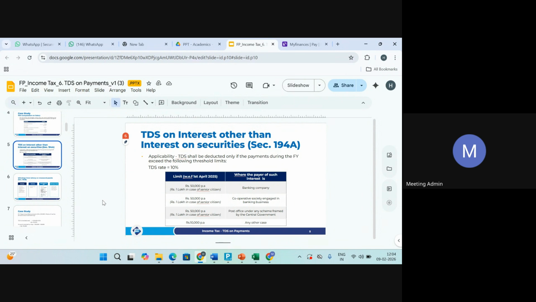So you can see the limit, with effect from 1st April 2025, according to the 2025 rule. The limit is rupees 50,000 per annum, and rupees 1 lakh in the case of a senior citizen. So in the case of a senior citizen, if they are getting an amount but have not yet been paid, the limit per annum is 50,000, and for a senior citizen it will be 1 lakh.